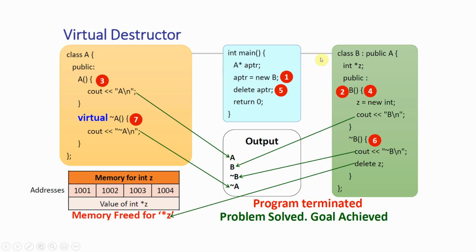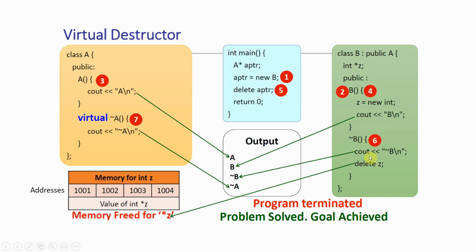We have APTR pointing to an object of class base. Inside that object, we have an integer pointer that's pointing to a dynamically allocated integer. Now it says delete APTR. Because this is virtual, this is late binding, this is polymorphism. So it has to look at what APTR is pointing to. It's pointing to an object of class base. So it's gonna call the destructor from base, right?